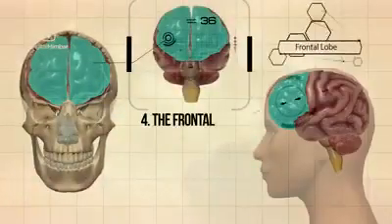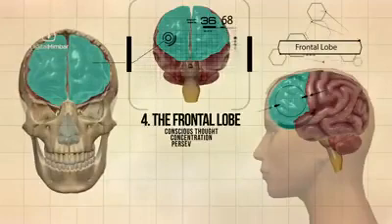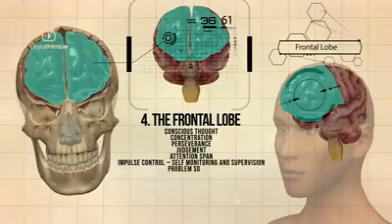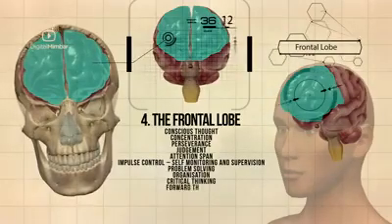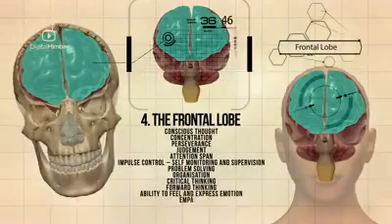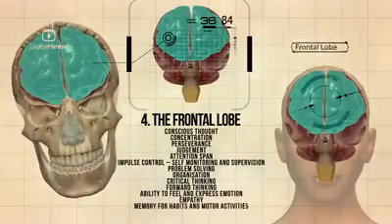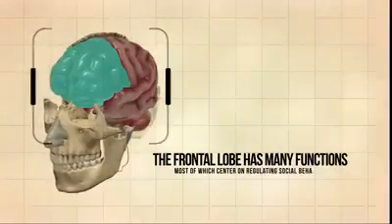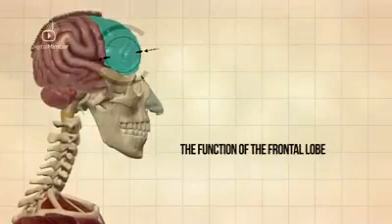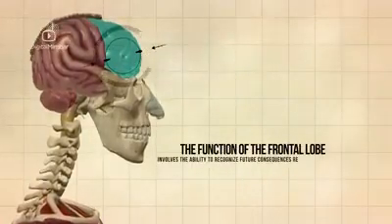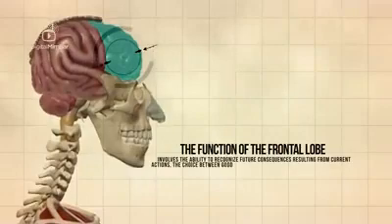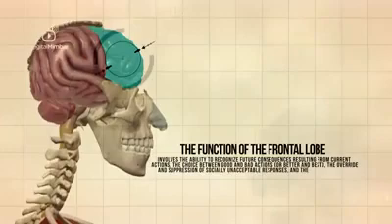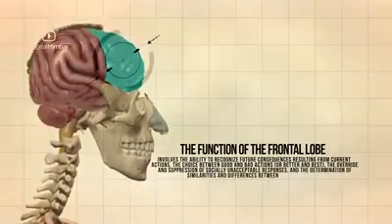And then there's the frontal lobe, which is responsible for conscious thoughts, concentration, perseverance, judgment, attention span, impulse control, which is self-monitoring and supervision, problem solving, organization, critical thinking, forward thinking, ability to feel and express emotion, empathy, and memory for habits and motor activities. The frontal lobe has many functions, most of which center on regulating social behavior. The function of the frontal lobe involves the ability to recognize future consequences resulting from current actions, the choice between good and bad actions or better and best, the override and suppression of socially unacceptable responses, and the determination of similarities and differences between things or events.